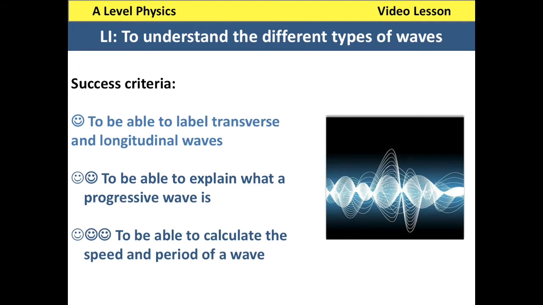So today's success criteria is to be able to label transverse and longitudinal waves, to be able to explain what is meant by a progressive wave, and to be able to calculate the speed and the period of a wave.